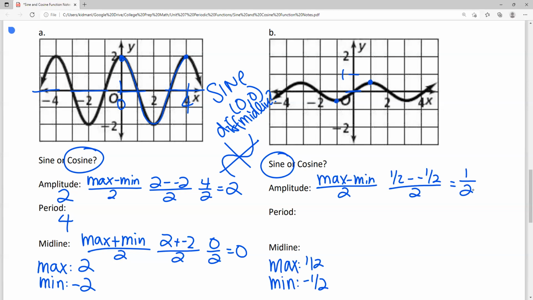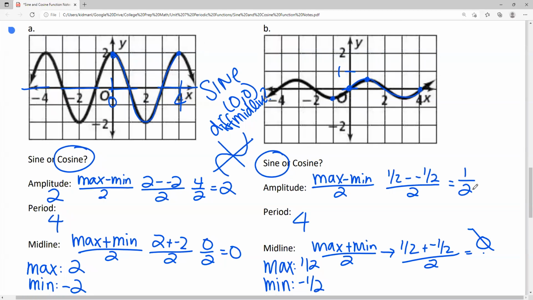Our period is going to be how long our pattern lasts. So if I start here, I would go up, down, up, and we can see our period in this case is also 4 because we have that whole pattern. Our midline is going to be our max plus our min divided by 2. And in this case, we end up getting 1/2 plus -1/2 over 2, or 0 over 2. Okay, if you have any questions, don't hesitate to ask, but that is how we find those.